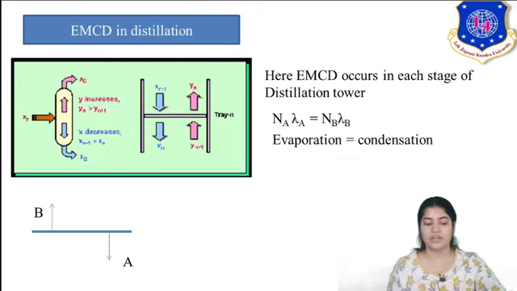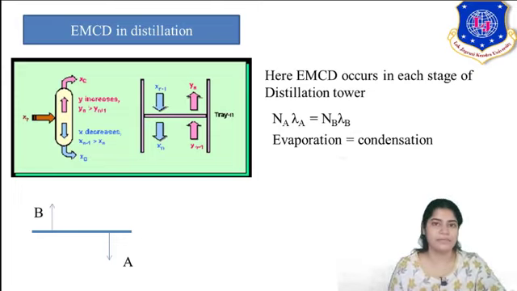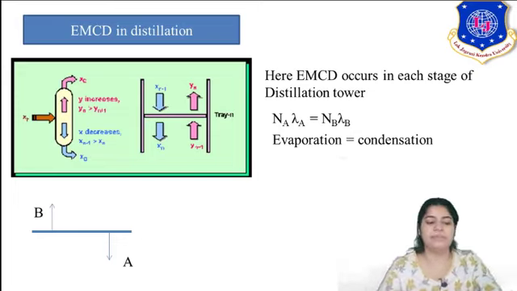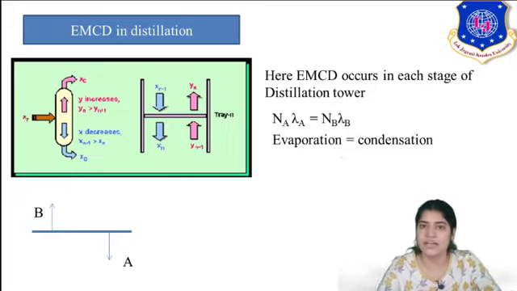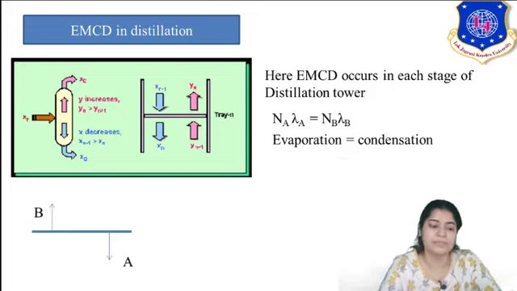Now how? Suppose this is an ideal stage. Here I am assuming that my A is more volatile than B. Here it is not represented, but what happens in the distillation column is that your vapors, which are rich in the more volatile component, are condensed and converted into liquid form. Now this part of liquid is again transferred. What we did here is we tried to make as much contact as possible between the two phases. The liquid and vapor phases are in contact with each other.